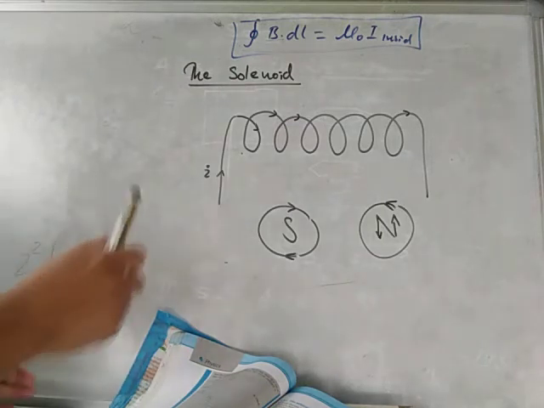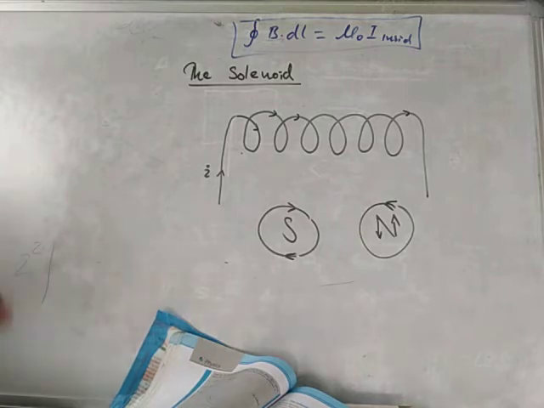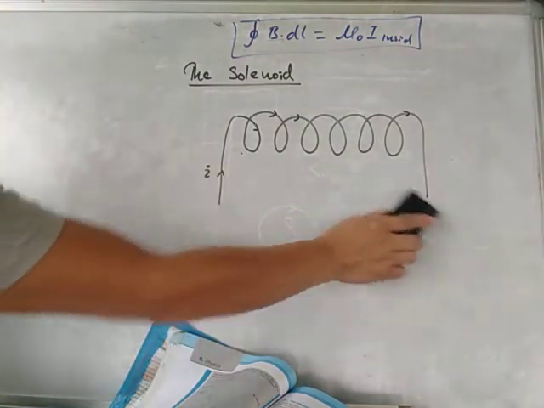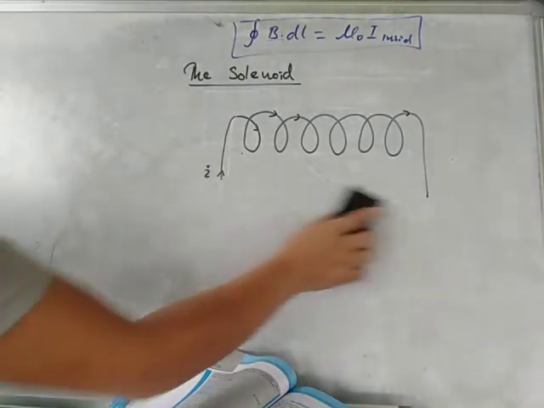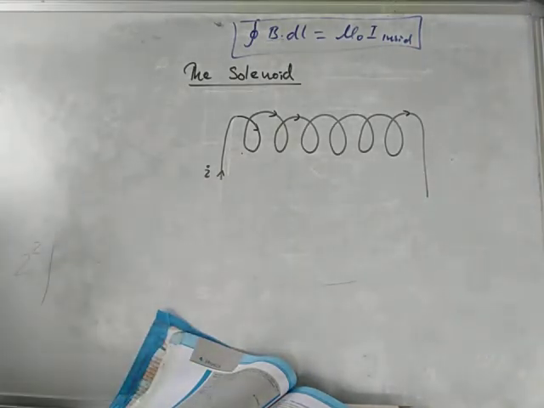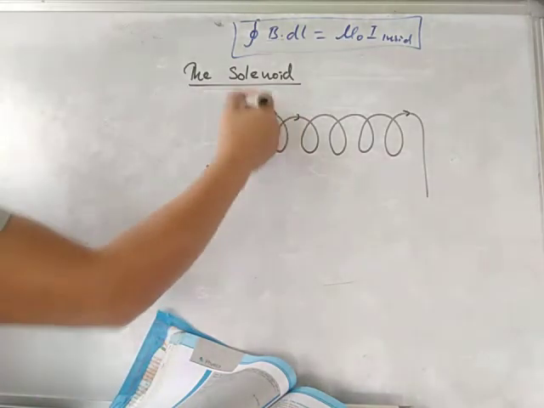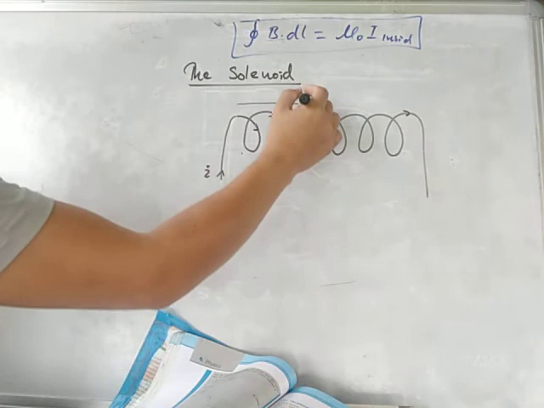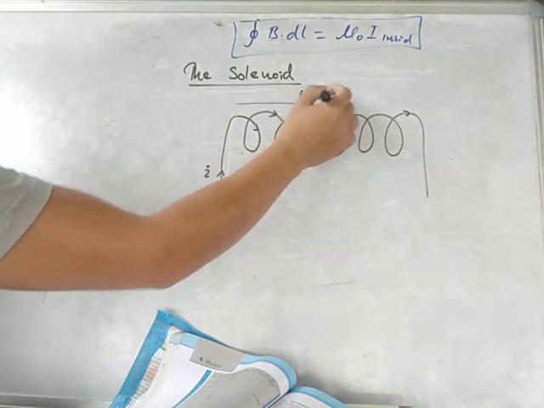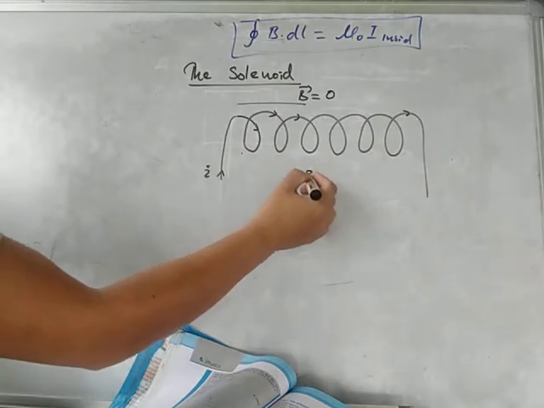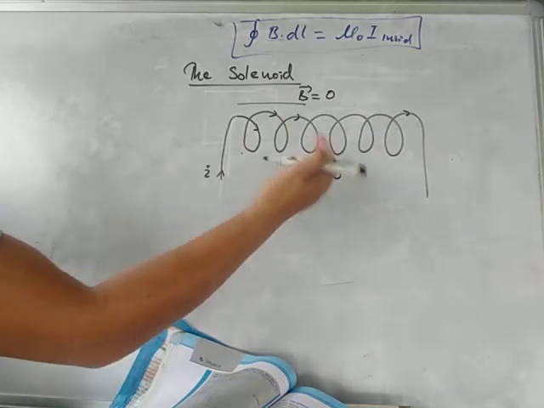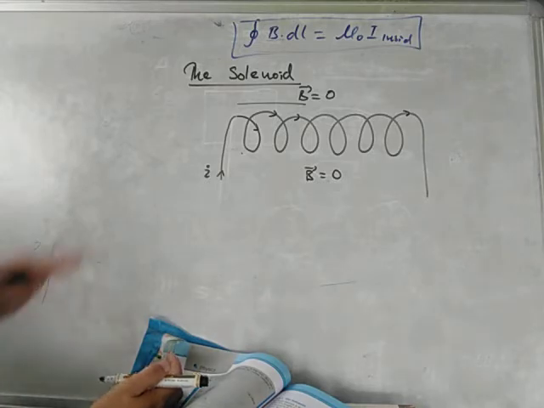Okay, clear? So today we'll talk about the solenoid. Clear? So what is the magnetic field of this solenoid, isn't it? So simply, outside the solenoid, the magnetic field is always zero. Okay, outside the magnetic field is zero. Remember that. Outside the solenoid.